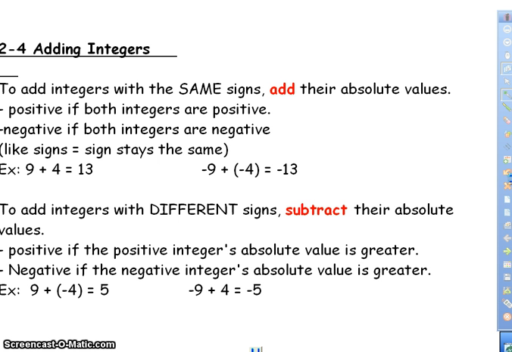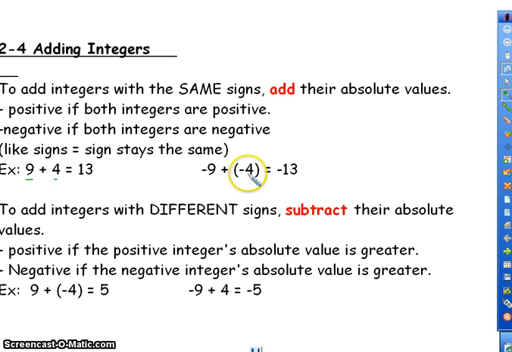process of adding integers. So to add integers with the same signs, you're going to add their absolute values. If both integers are positive, then the answer will be positive. It's going to be negative if both integers are negative. Okay, so when I have 9 plus 4 is 13, and the answer will be positive because 9 and 4 are both positive. They both have to be positive.